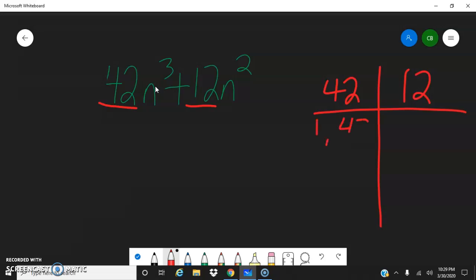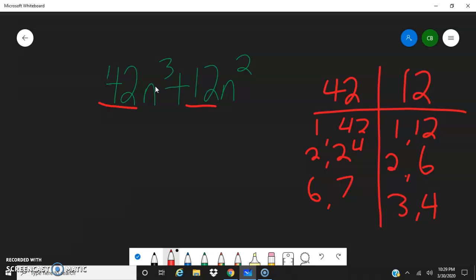So 1 and 42, 2 and 21, 6 and 7. 3 would work too, but let's stop there. Now let's take a look at 12: 1 and 12, 2 and 6, and 3 and 4. Now with the factors we've gotten from both of those, we can figure out which factors are the same.